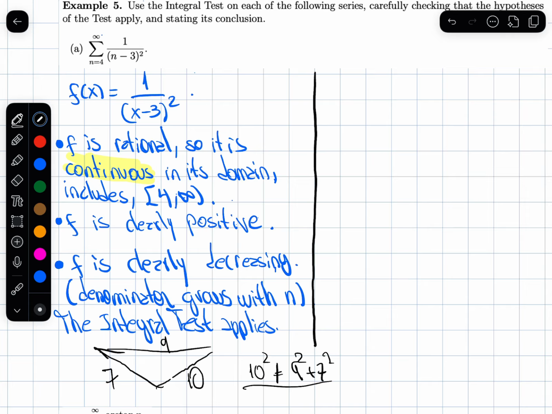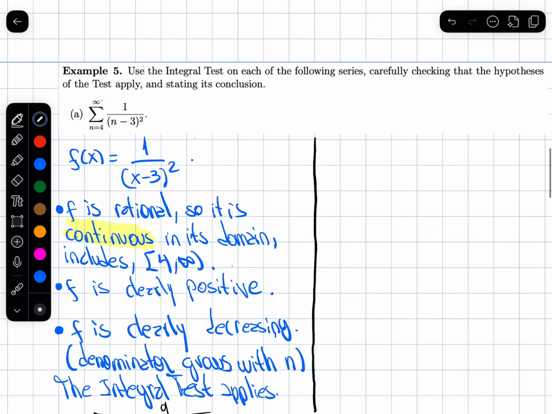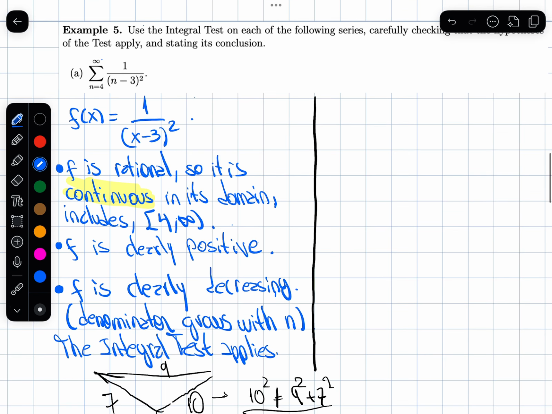But here we checked the conditions. So we're basically saying, yes, this is a right triangle, so our Pythagorean theorem applies. So yes, this is a function that satisfies the three conditions. So yes, the integral test applies. Okay. And now how do we do it? We just do the integral.